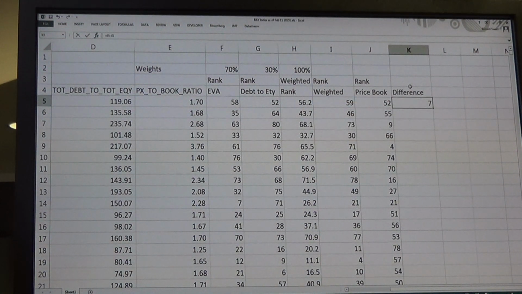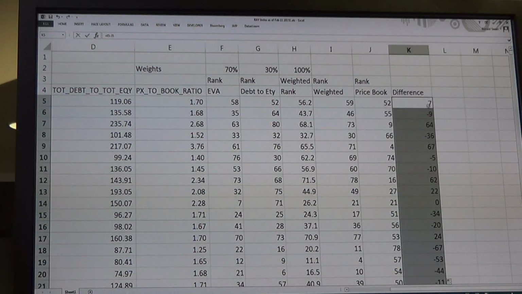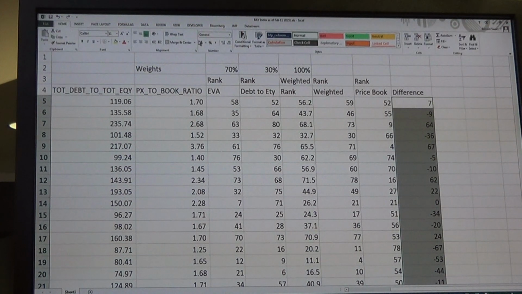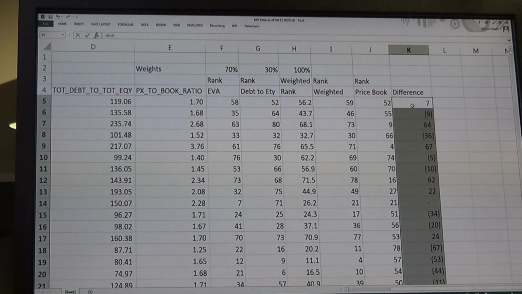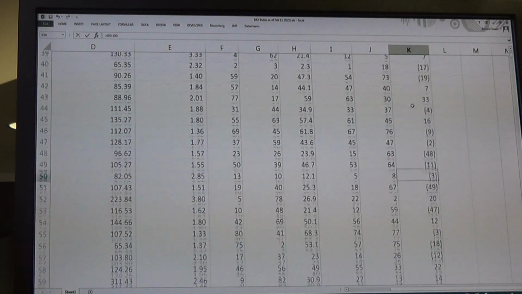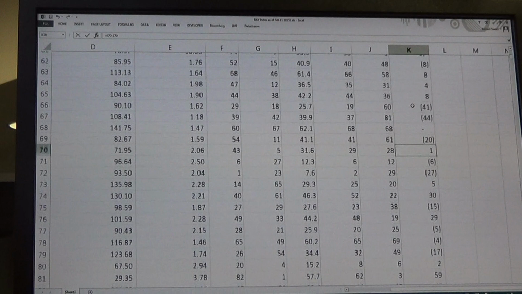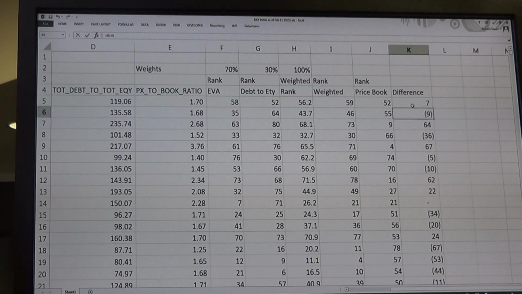So a negative number is what we're looking for. And so we'll click that down. I'm going to go home and hit the comma button just so I can see everything. And if we go down, what we're interested in is what are those companies that are really the biggest negatives.